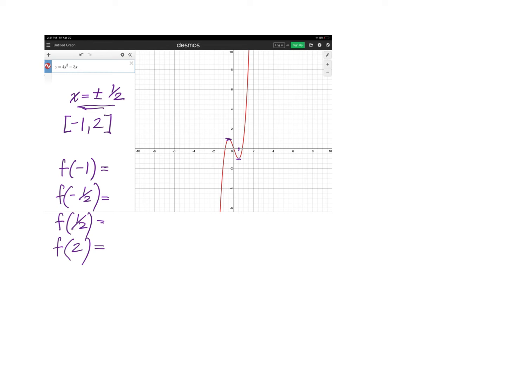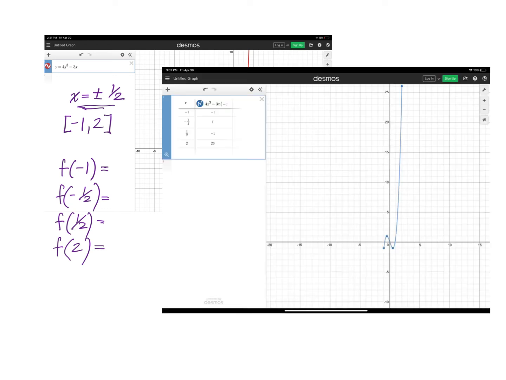Wherever my lowest value is, that's going to be my absolute minimum. So let's go ahead and do that. To make this easier, I regraphed my function and gave it the interval negative 1 to 2 so I could see what I'm working with on my graph. So I'm actually limiting it to that space between negative 1 and 2.